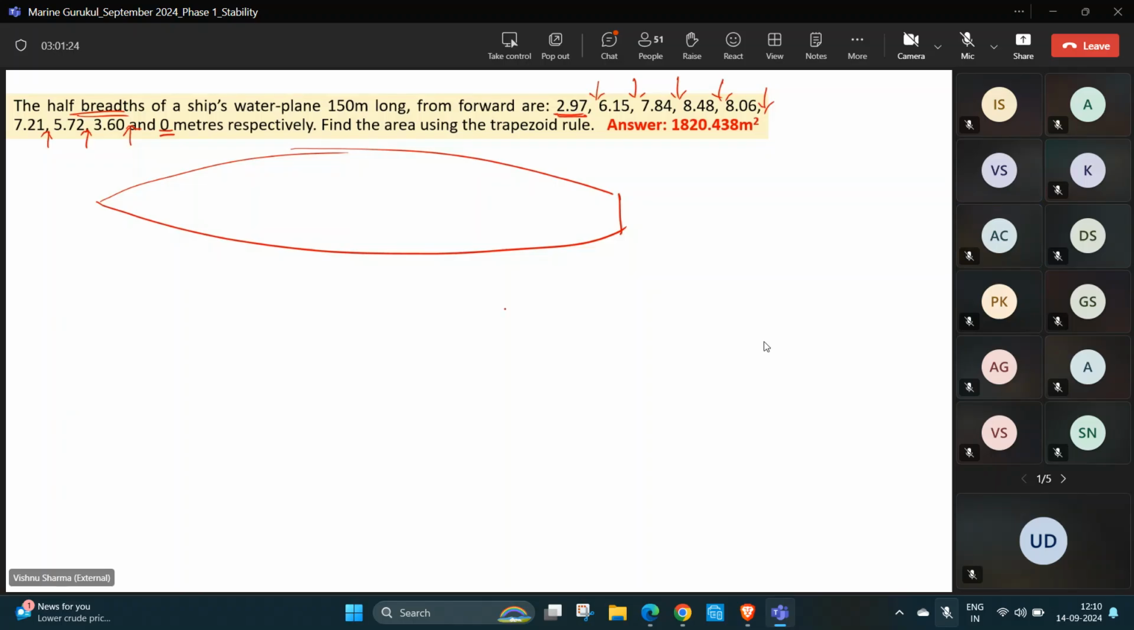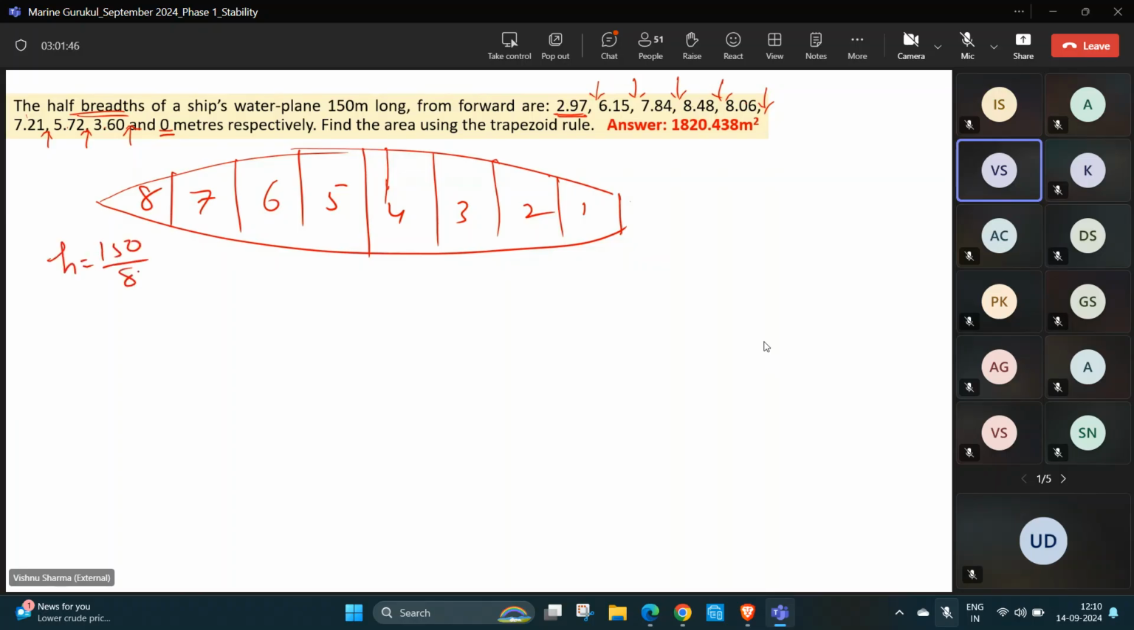Yes, sir. So 1, 2, 3, 4, 5, 6, 7, 8, 9 ordinates. So there are 8 intervals. So h will be 150 by 8. That is how much? 18.75 meters, right?